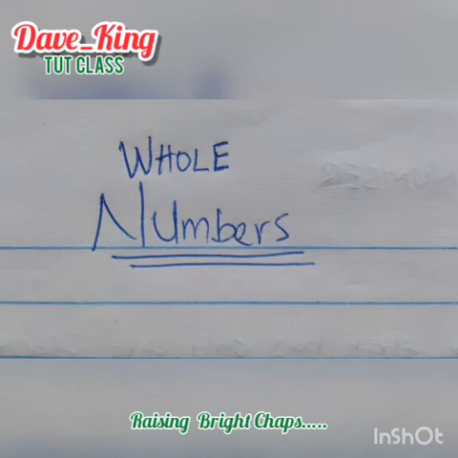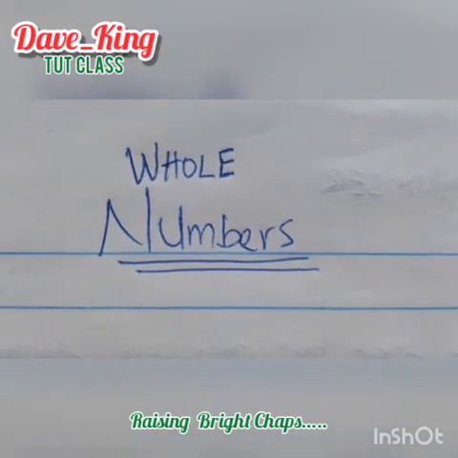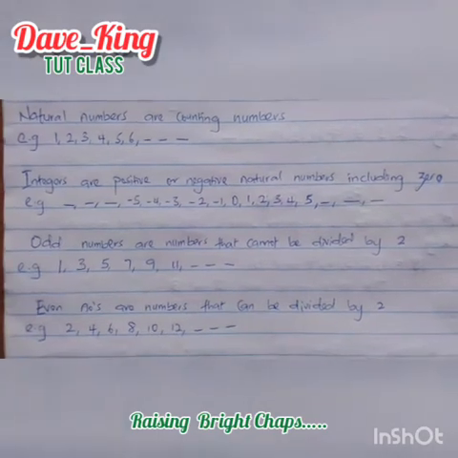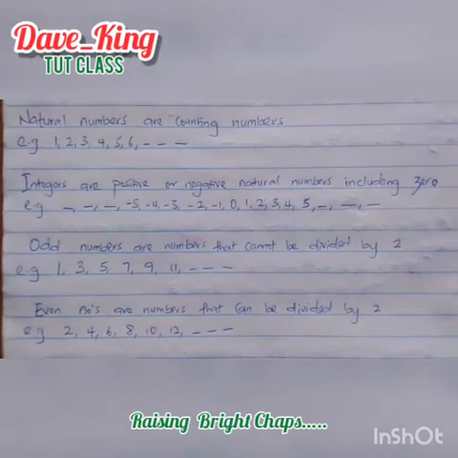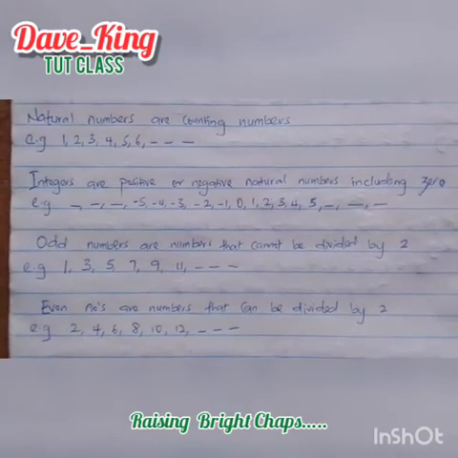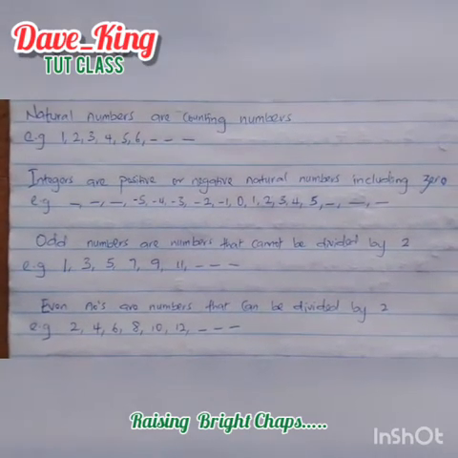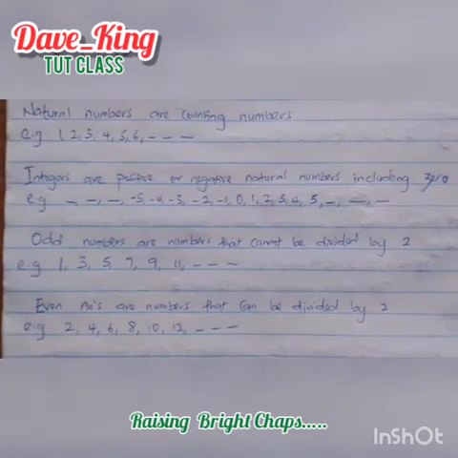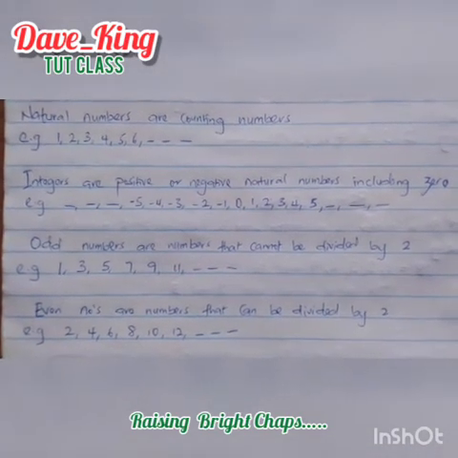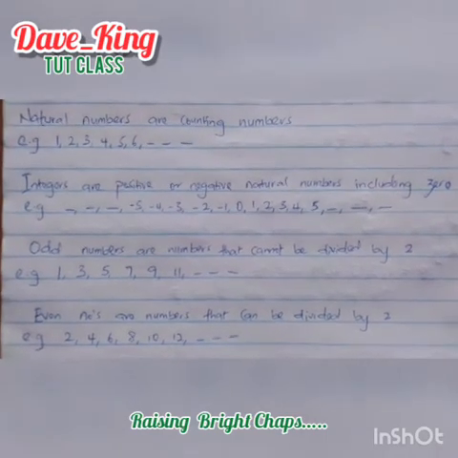We started with whole numbers, and under whole numbers we'll be looking at natural numbers, integers, odd numbers, and even numbers. Now, natural numbers are those counting numbers that we know. Examples are 1, 2, 3, 4, and so on. Okay, if I say you count 1 to 10 for me now, you start with 1 and get to 10.